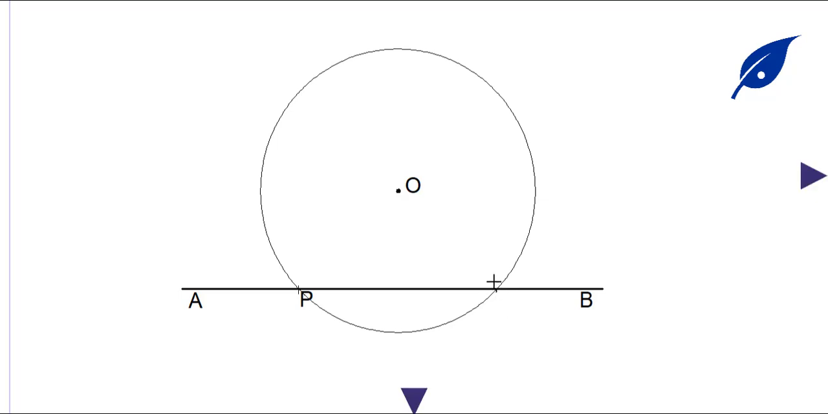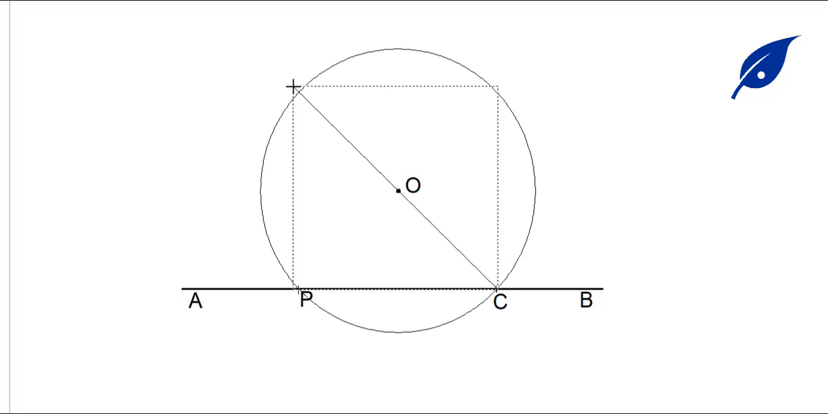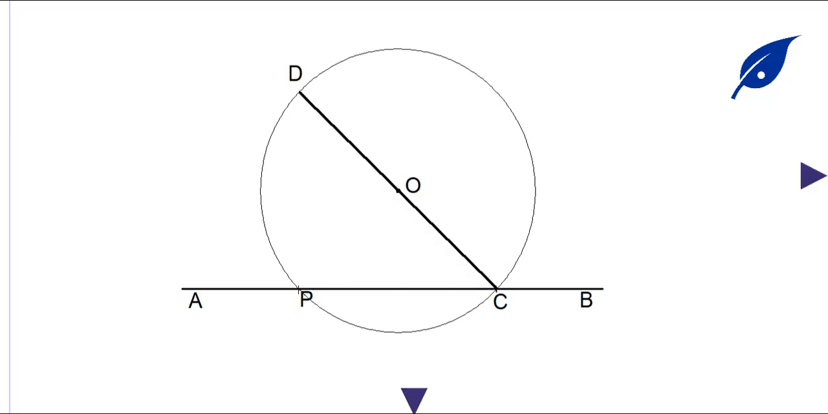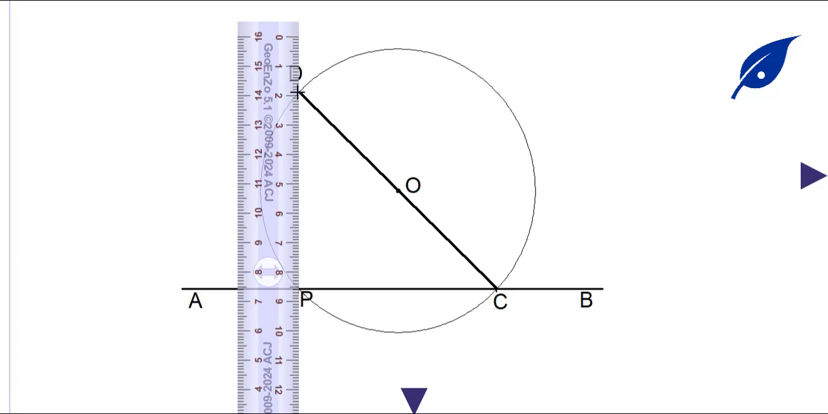So the point C, we will connect the line OC such that it passes through the other end of the circle, at the point to get the point D. The point D is now connected to the point P to form the line DP, which is perpendicular to the line AB.